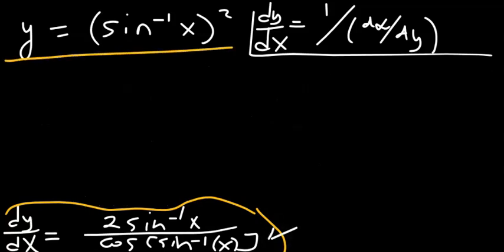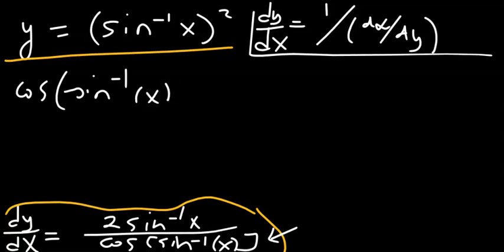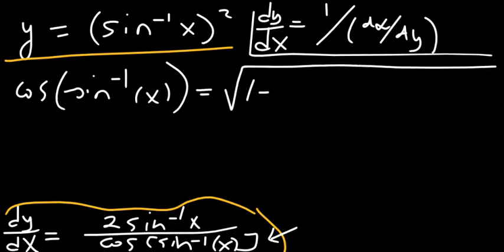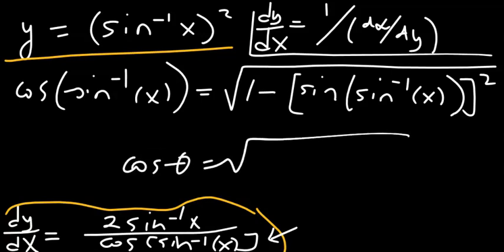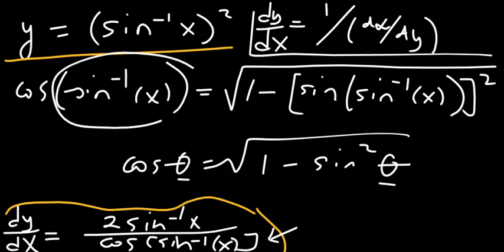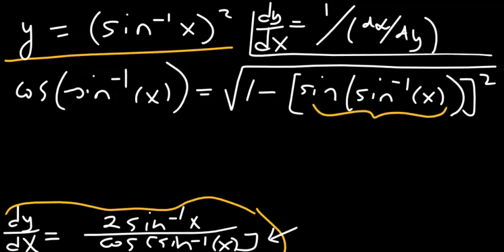Let's see if you can simplify this further. Now the denominator is cosine of arcsine of x, and this is quite simply the square root of 1 minus sine of arcsine of x, squared. Using the trigonometric identity, we are simply using cosine of theta equals the square root of 1 minus sine squared theta, where theta is this entire thing. Sine of arcsine of x is quite simply x.